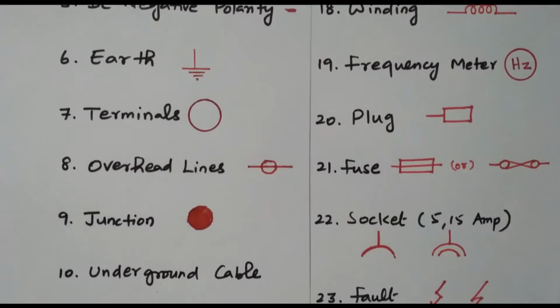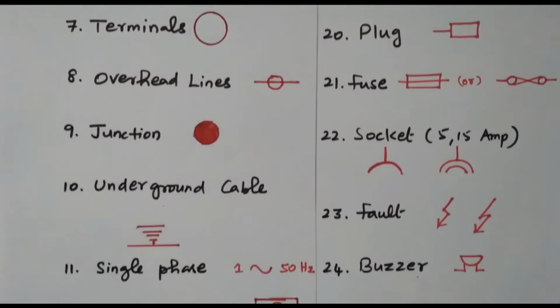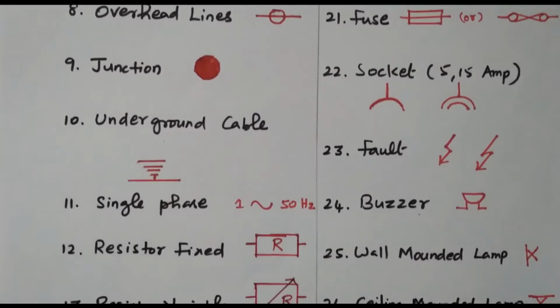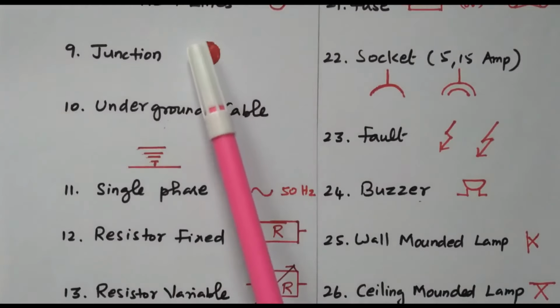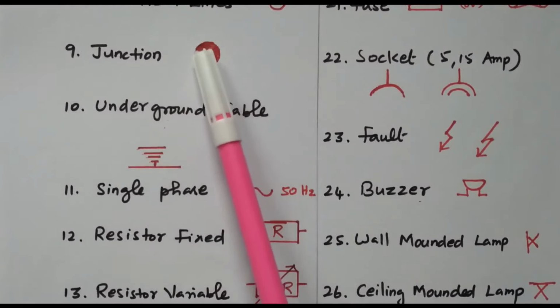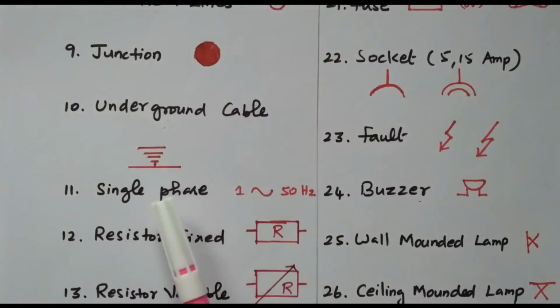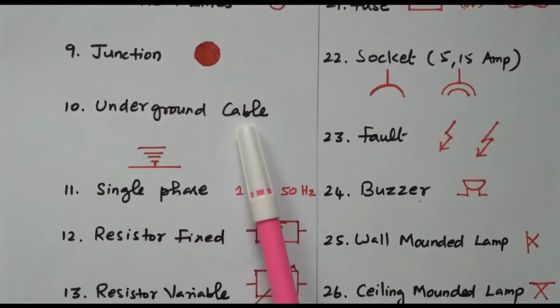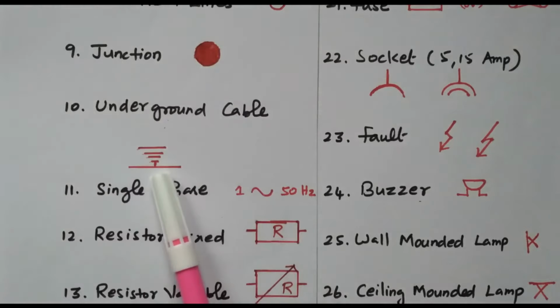Then junction. If one or two wires are crossed over, the junction is represented by a circle, fully shaded. Then underground cable. It is represented like this. It is like the inverse of the ground, earth. The earthing point is almost reverse.